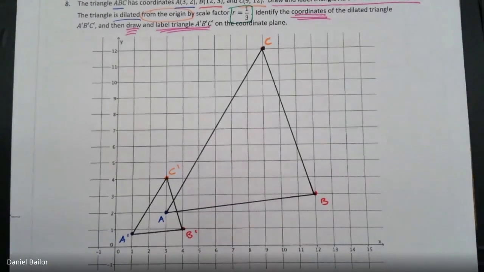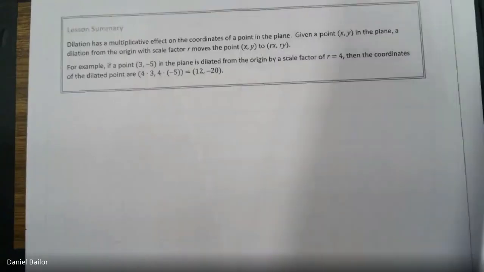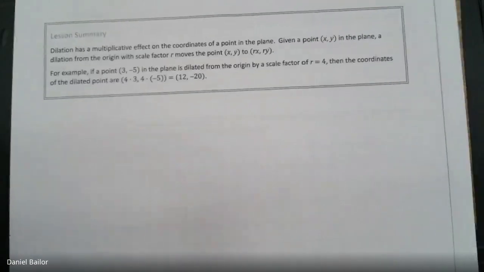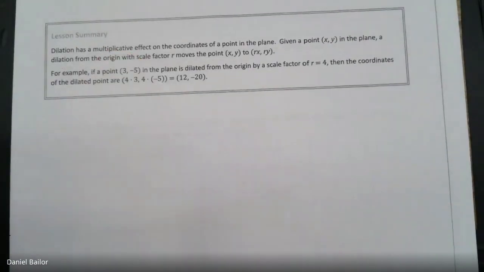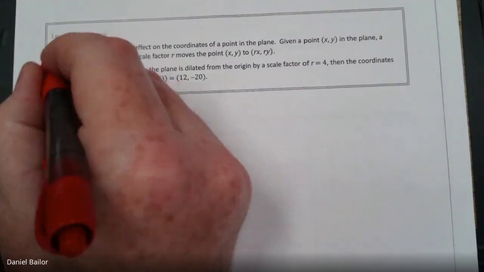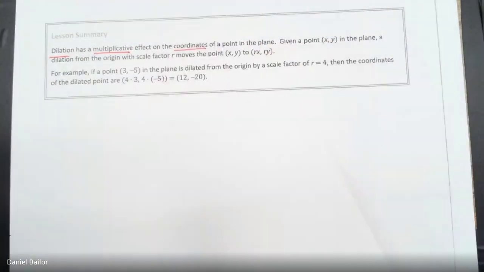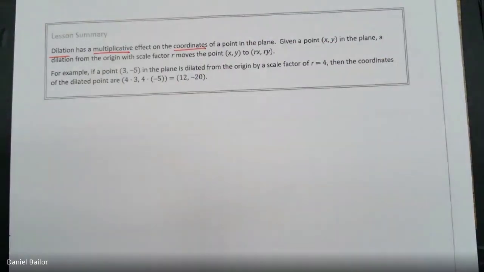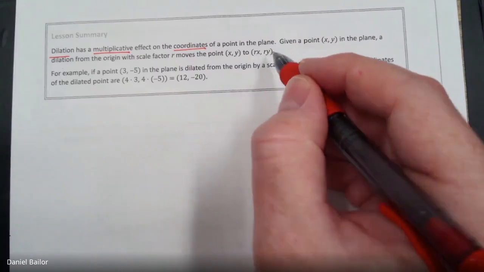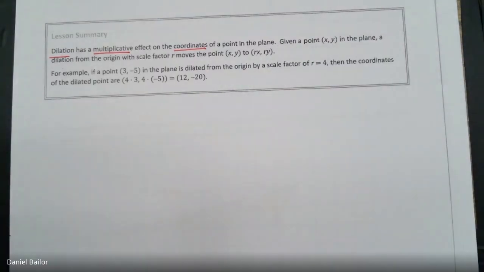Let us talk about the lesson summary, which just tells you what we just worked on. Dilation has a multiplicative effect on the coordinates, which means dilation multiplies the coordinates. And this right here, rx, ry, that's exactly what we did. So this is just summarizing what we did. You can look at that.